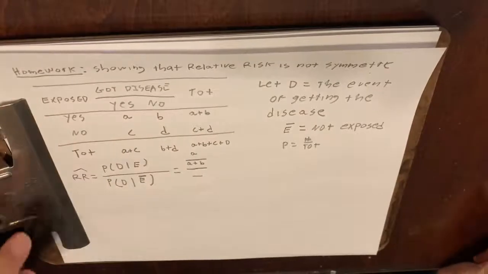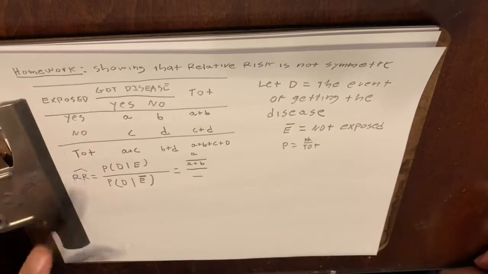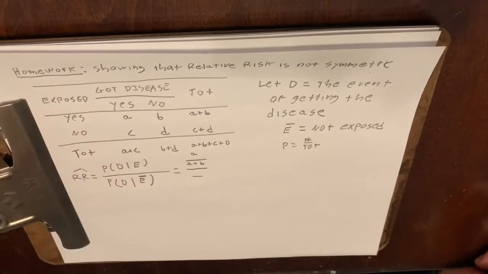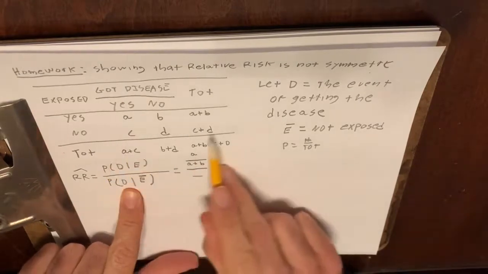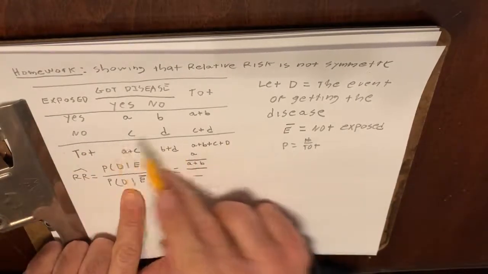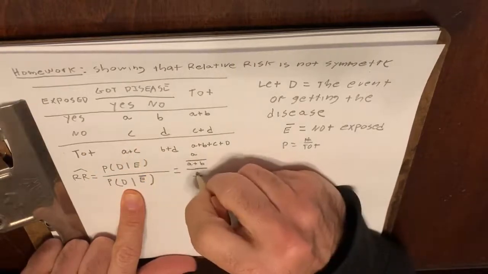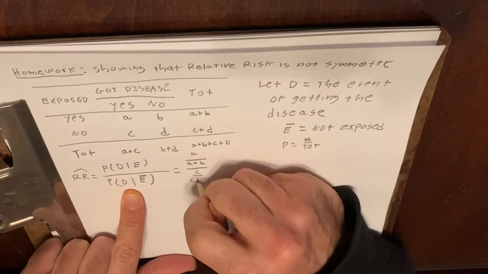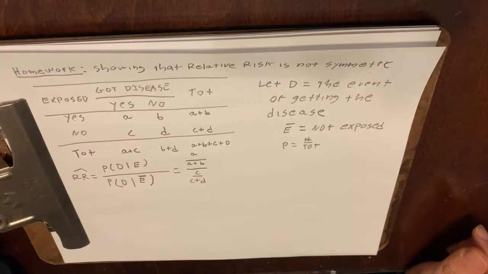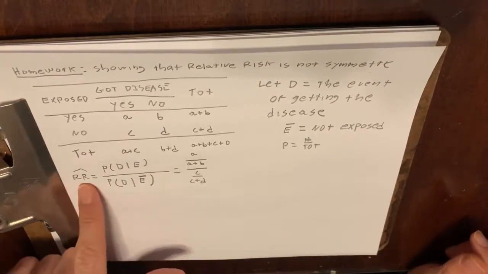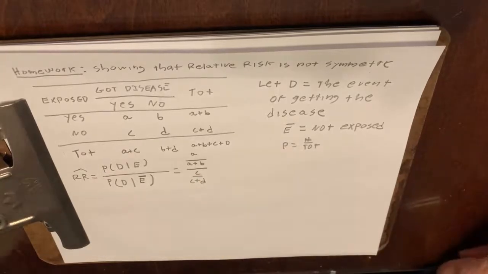All right? And then the probability of randomly selecting a study subject who got the disease, given that they were not exposed, well, now you're only looking at the people who were not exposed, and that would be C over C plus D. So this is the relative risk estimate, or R hat, given these data. This is what it is.